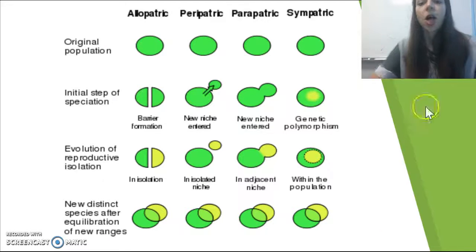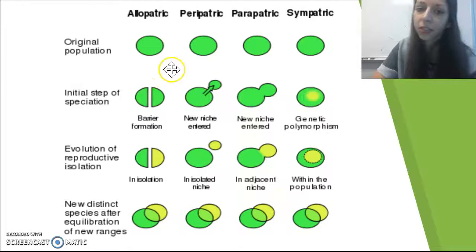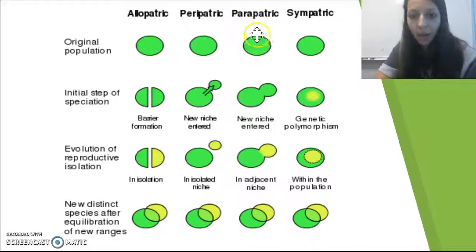So there's lots of different types of speciation. Again, we're focusing on allopatric and sympatric. Peripatric and parapatric are less common. Parapatric is actually very rare, but it does exist. But I do want you to focus on the first and the last one.